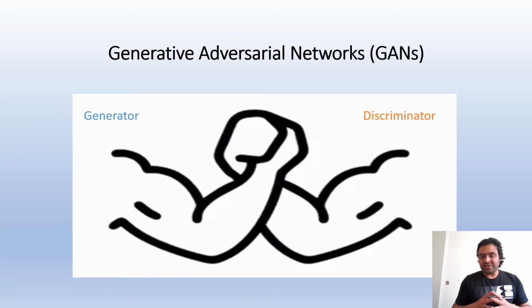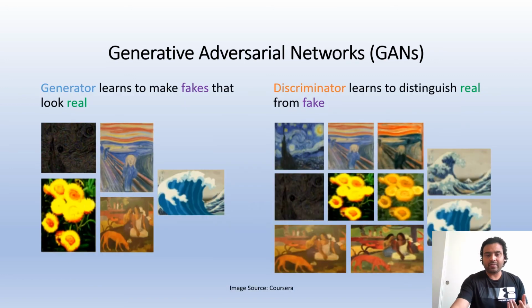To address this issue, we introduce the generative adversarial network, in short GANs. In a GAN, we have two different neural networks: one is a generator and another is a discriminator. The generator learns to make fake images that look very real, whereas the discriminator learns to distinguish the real images from the fake ones.